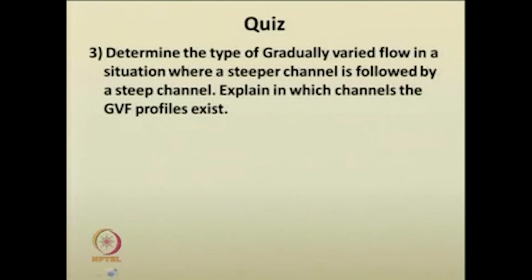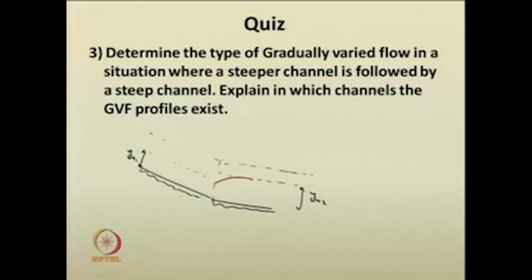The next question asked was GVF in a steeper channel followed by a steep channel. So, you have your critical depths like this. Here the normal depth is somewhat like this, the normal depth is y n 2 greater than y n 1. So, the possible curve is an S3 curve. S3 is the only possible gradually varied flow profile for such a situation. So, this is the way.